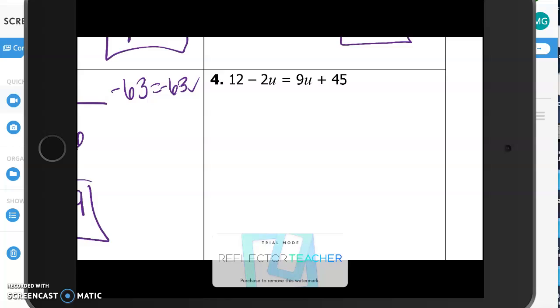Number 4, even though it would make more sense probably to add the 2u so it stayed positive, I'm still going to subtract the 9u over to the other side, just because I always like to have my variables on the left. So I'm going to subtract 9u. The 12 comes down. You need to be careful. Negative 2 minus 9 is minus 11u is equal to 45.